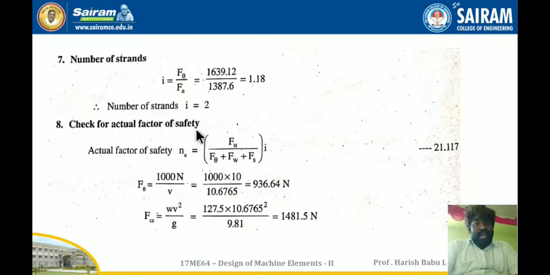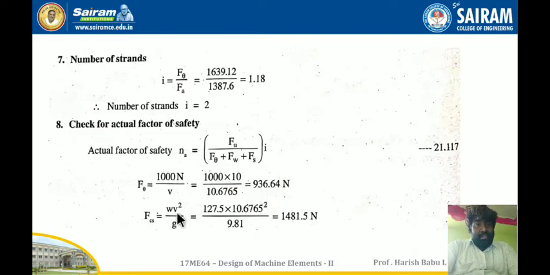So to check the actual factor of safety, I'll go for the formula NA is equal to FU divided by (FΘ + FW + FS) into I. So FW is nothing but the FCS I want to assume over here, that is FΘ is equal to 1000 into power divided by velocity. I'm going to get 936.64 Newton.